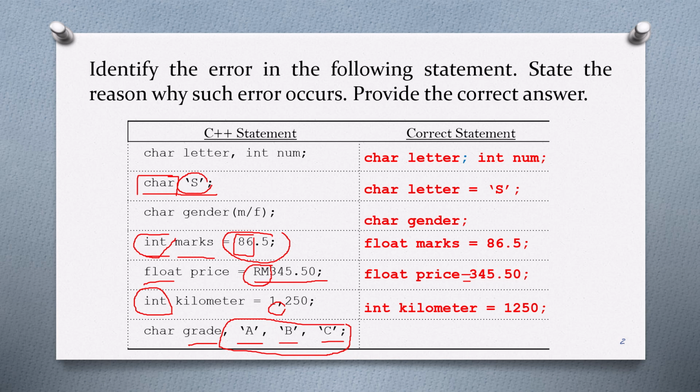Okay, next one, int marks is assigned 86.5. What is wrong here? The value here is of type floating point value, and yet you have integer as your data type. So this is wrong. This is valid, this can be executed by the compiler. So that's it.